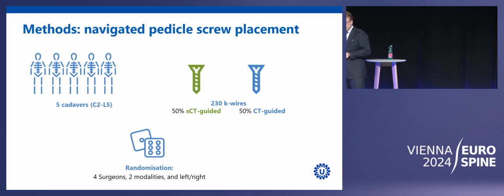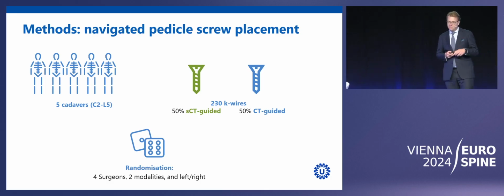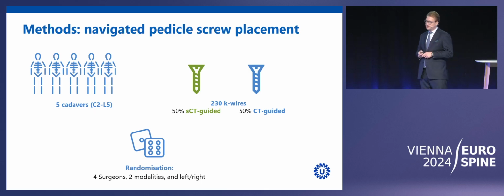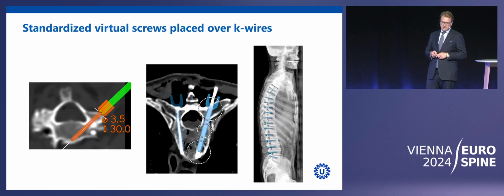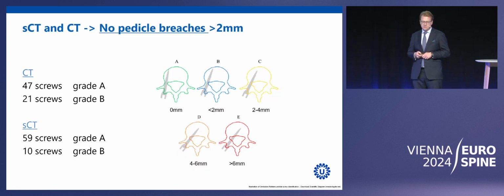So we instrumented 5 cadavers from head to toe. We instrumented 230 K wires, half of them MRI-based, half of them conventional CT-based. We did it with an international team of surgeons with the 2 modalities and randomized each side and each level. This is what it looks like. So we instrumented the cervical spine, the thoracic and lumbar spine, and we only instrumented K wires, and later we placed vertebral screws over those K wires.